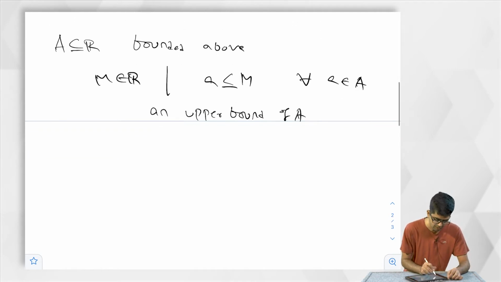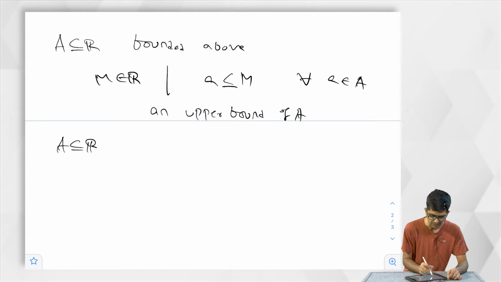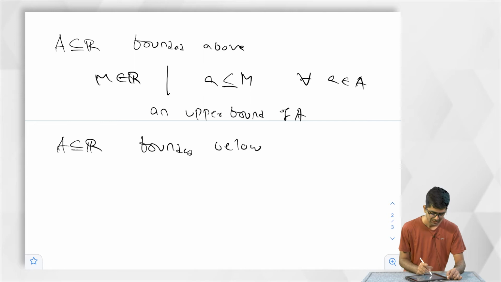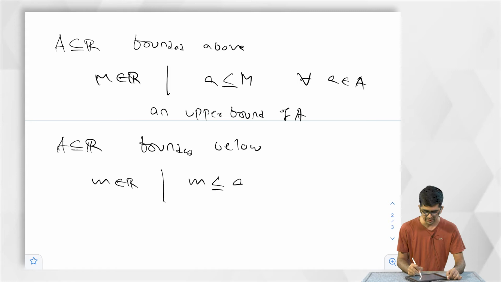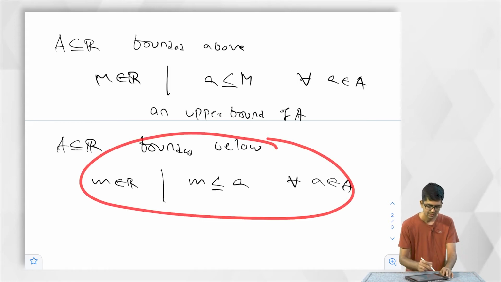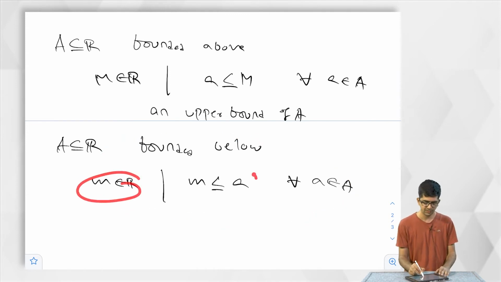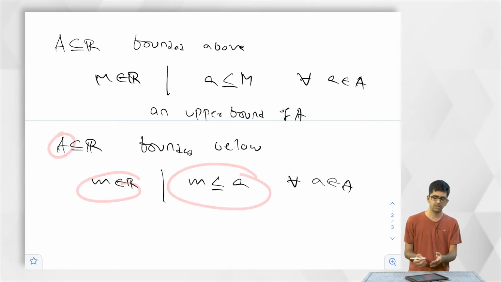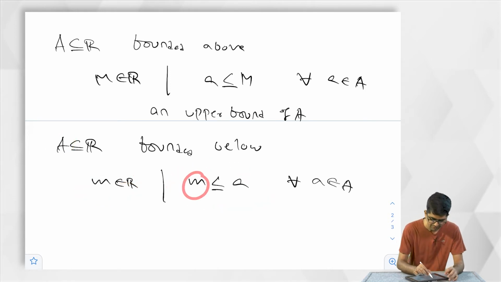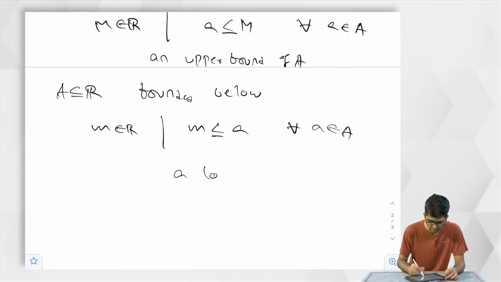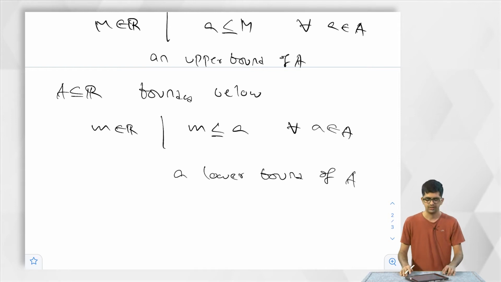Similarly, one can define the bounded below case. A subset A of R is said to be bounded below if there is an element M belongs to R such that M is less than or equal to a for every a belongs to A. If I am able to find an element M belongs to R with this property, then A is said to be bounded below, and this M we will call a lower bound of A.